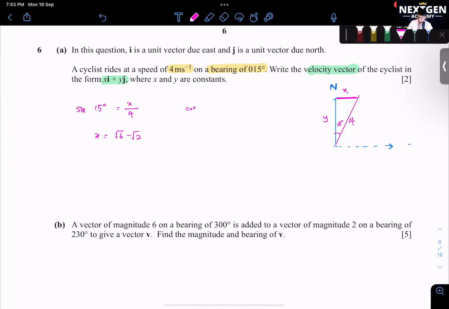And here, cos 15 degrees equals to y over 4. Y equals to root 6 plus root 2. But if you leave it as 4 sine 15 and 4 cos 15, or you type in the calculator the value, you get some 1.0352 and so on. Because the EX calculator will give you root 6 minus root 2, it will straight away give you the exact value. So whatever value that is equivalent to this is all acceptable.